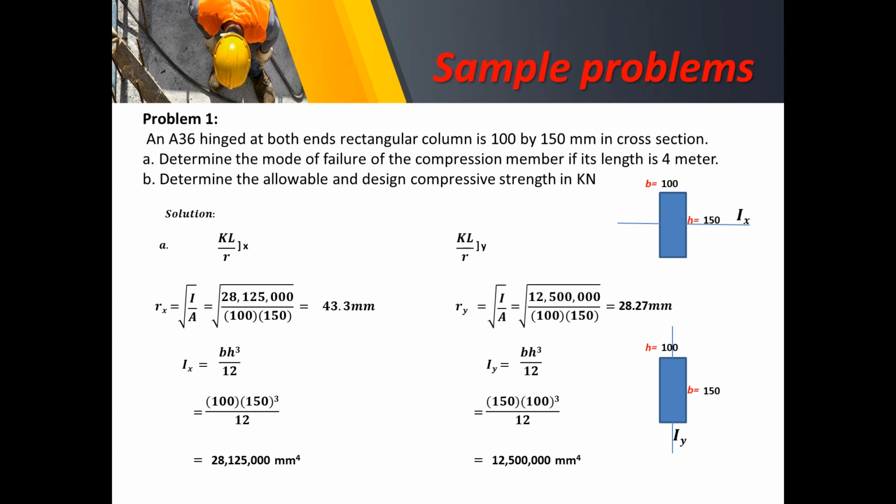So applying that on the SR or the slenderness ratio of x and y axis, first we have the x, we have the length of 4 meters or that is 4,000 millimeters. Dividing that by 43.3, we have 92.38. So similarly, for KL all over R of y, we have 138.56.